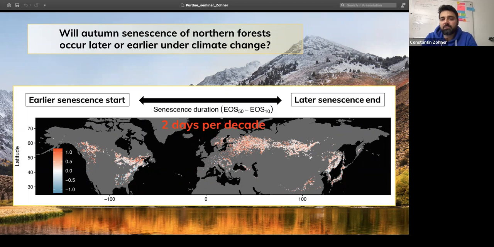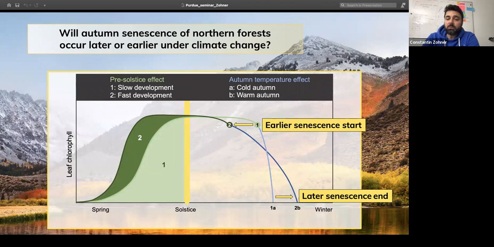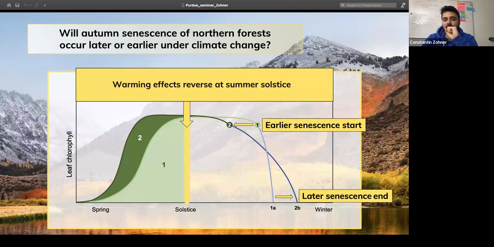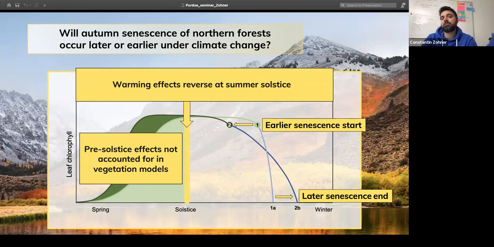And this is driven by these trends that the start of senescence is actually advancing a bit, whereas the later stages of senescence are delaying. Right, so the next important thing here was this reversal at the summer solstice, because this is something that vegetation models do not capture at all at the moment. And importantly, these early season effects, these pre-solstice effects that have cascading effects on the start date of senescence, are not accounted for at all in vegetation models.